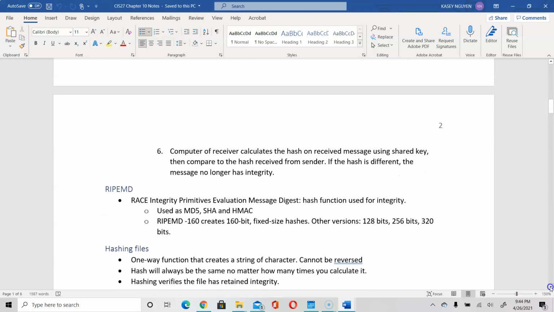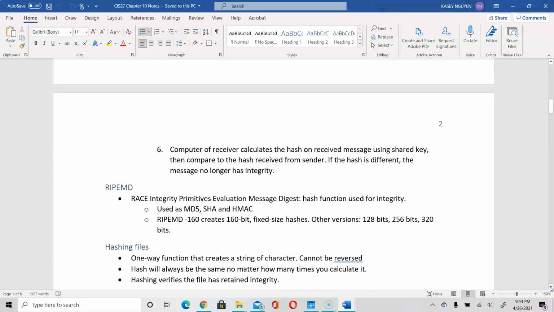Next, we're going to talk about RIPEMD, which stands for RACE Integrity Primitives Evaluation Message Digest. This is a hash function that's used for integrity. It's used like MD5, SHA, and HMAC. RIPEMD can generate 160-bit fixed size hashes. Other versions can generate 128 bits, 256 bits, and 320 bits.